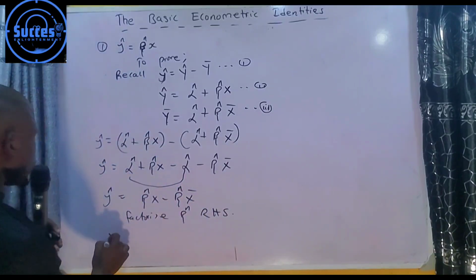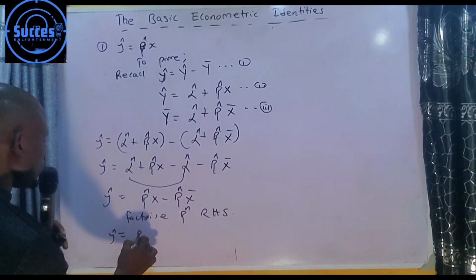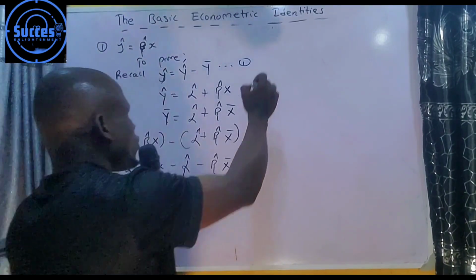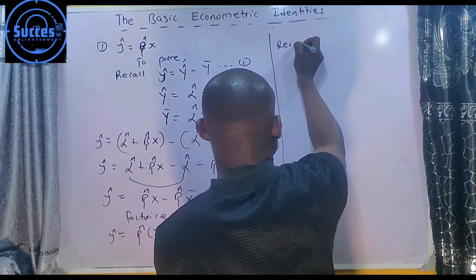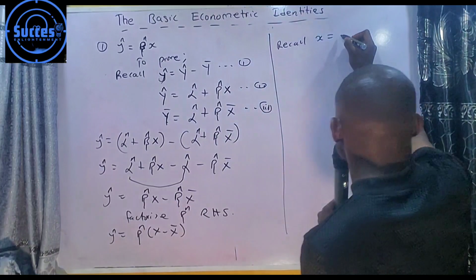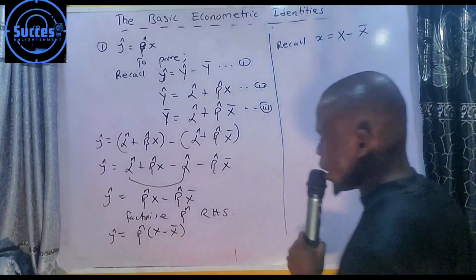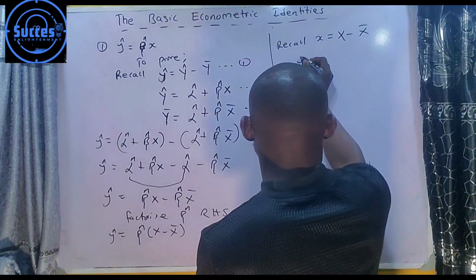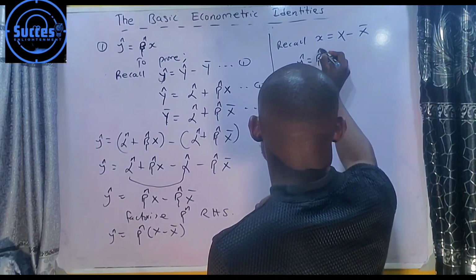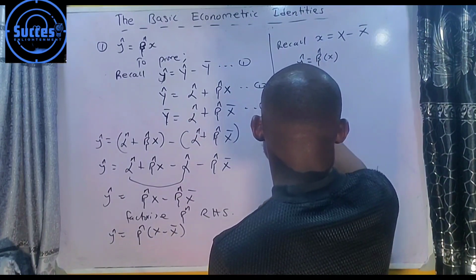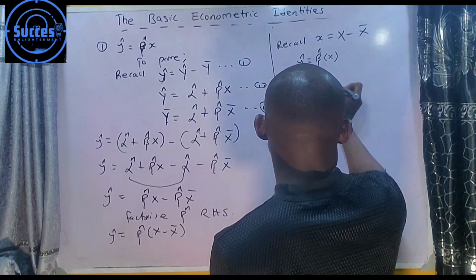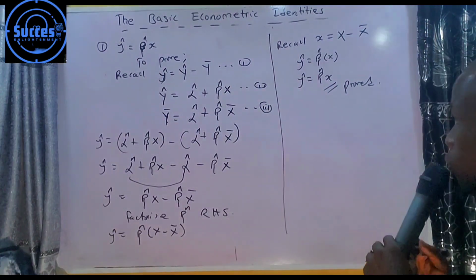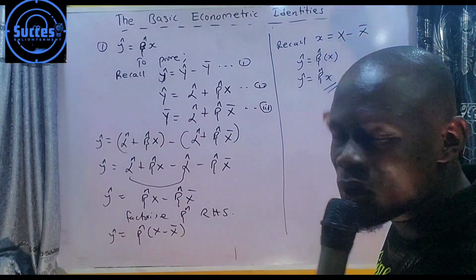Okay. So then your small letter y cap will be equal to beta cap into X minus X bar. So from here you can recall that small letter x is equal to capital X minus X bar, which is the same thing as this. So therefore your y cap equals beta cap small letter x. Proved. See how simple it is? So we just proved our first identity. It is as simple as that.